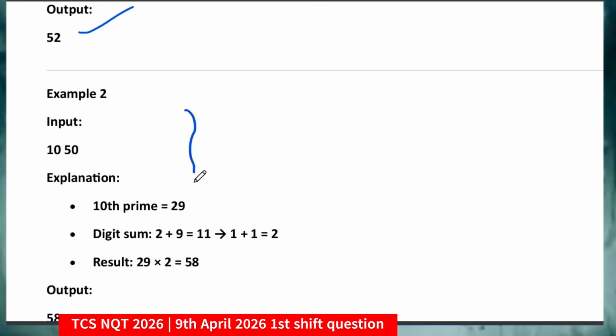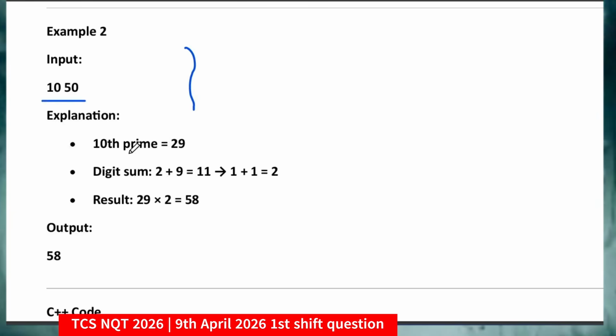Example 2, the same thing, 10 50. The 10th prime number is 29, and you sum the digits: 2 plus 9 is 11, still two digits, so convert it into 1 plus 1 equals 2. Now you have a single digit, so multiply the prime number with the sum you are getting. So this was quite easy.